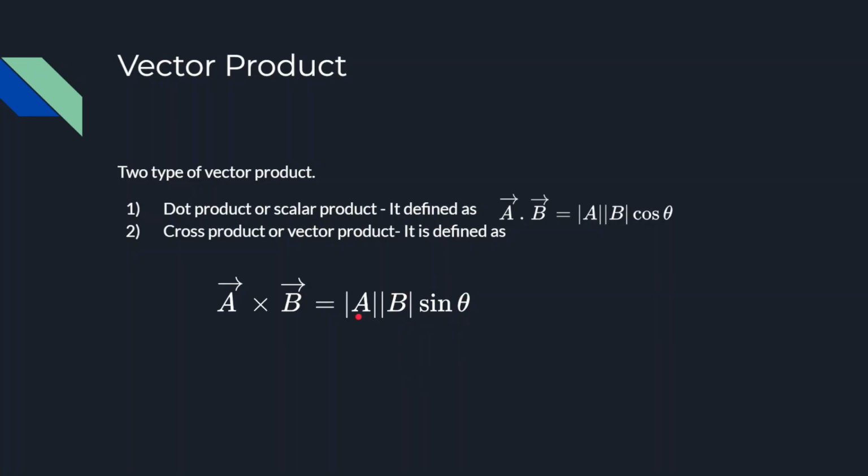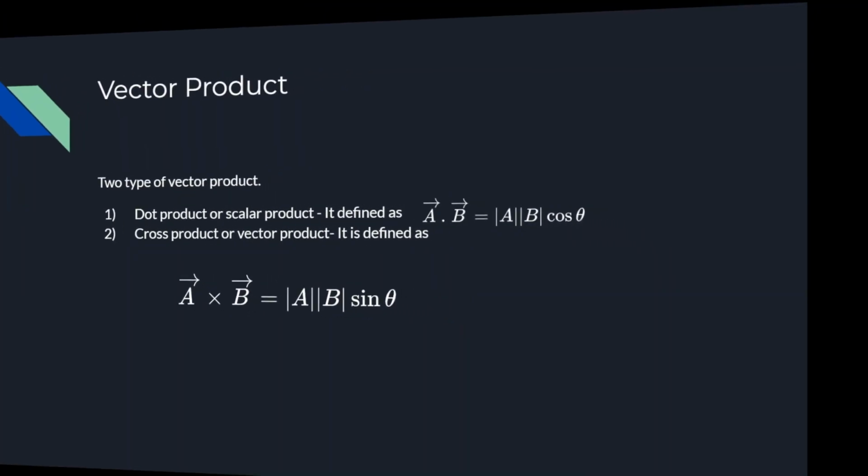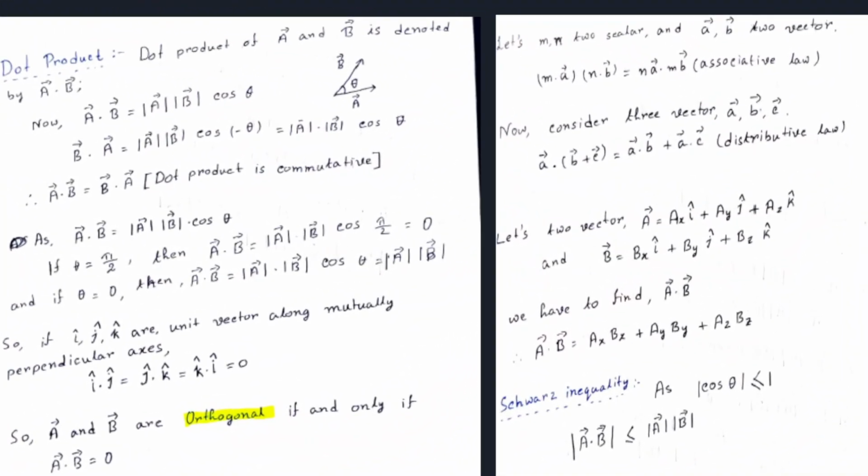Let us explain a little more. The dot product of A and B is denoted by A dot B. A dot B is equal to mod of A mod of B cos theta. This theta is the angle between the two vectors.